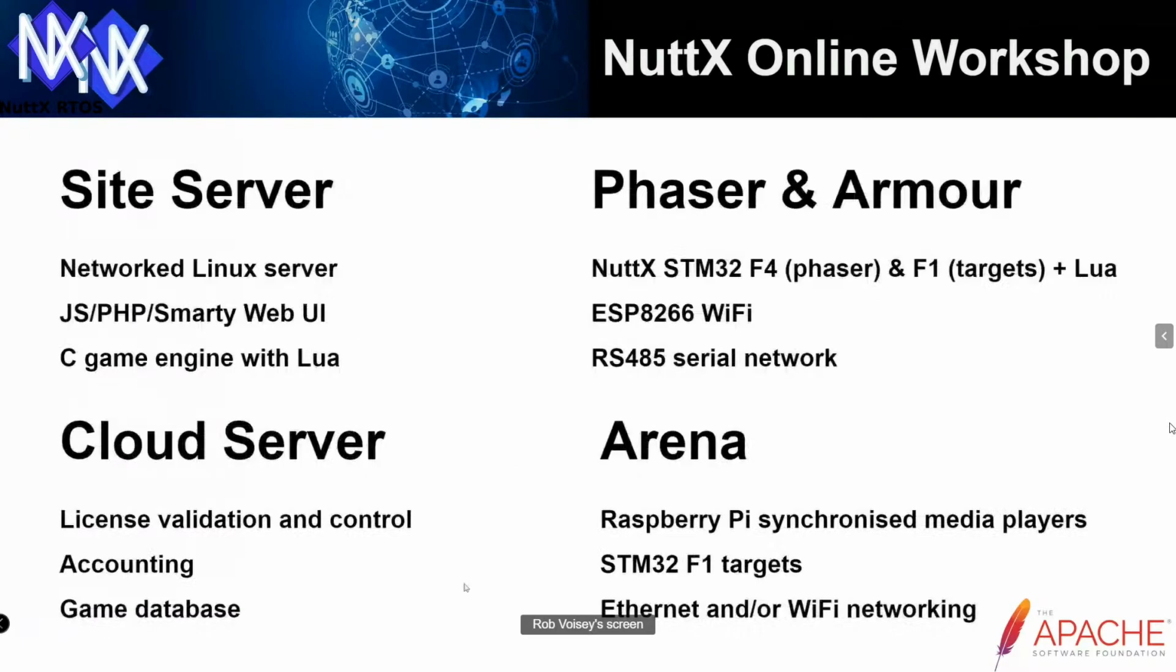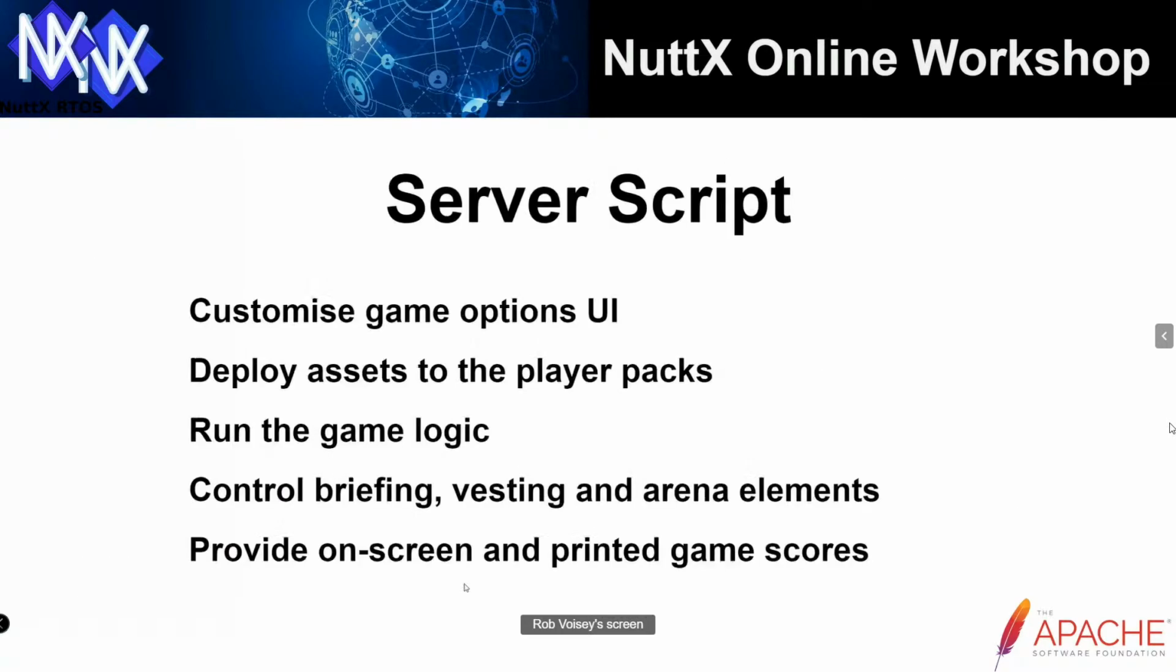And then in the arena, each of those arena devices runs on a Raspberry Pi with our own synchronized media players, so you can split video across multiple screens and it's all synced up. The targets in the arena are actually the same physical hardware as the targets on the player pack, with STM32s in them. They connect over RS485 to the Raspberry Pi. And then those units are all networked together, usually wired. They could be Wi-Fi networked, but it gives your customers a lot of power to block your site.